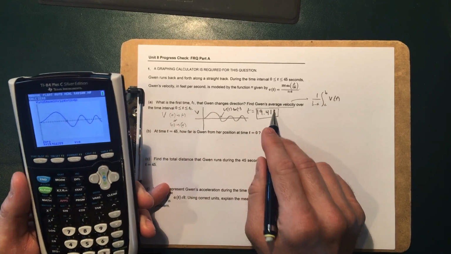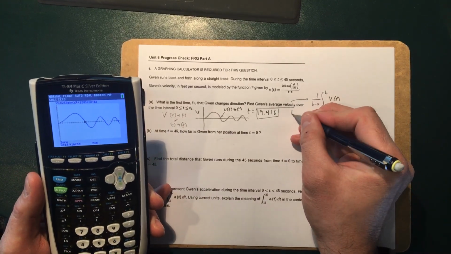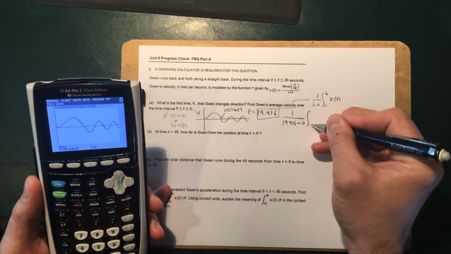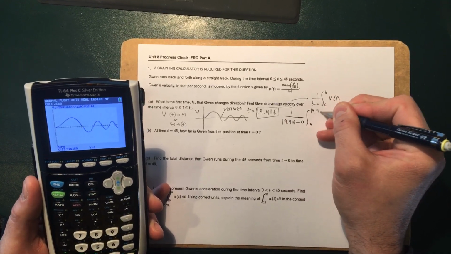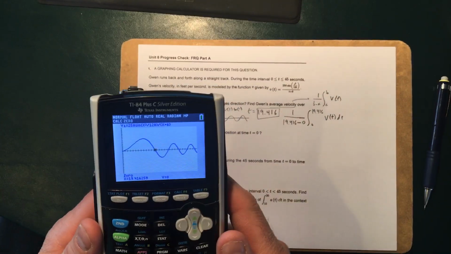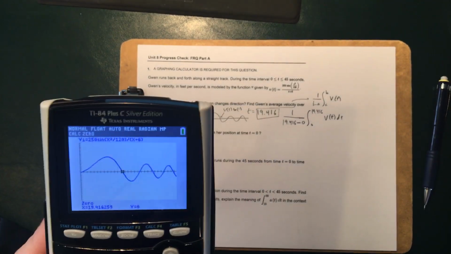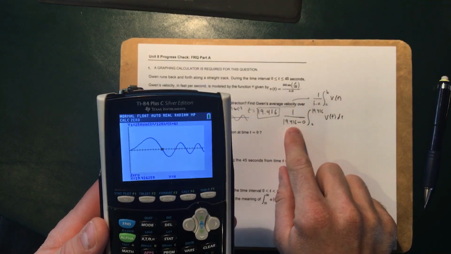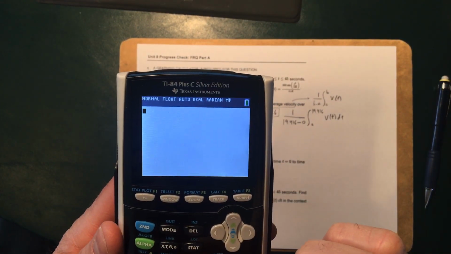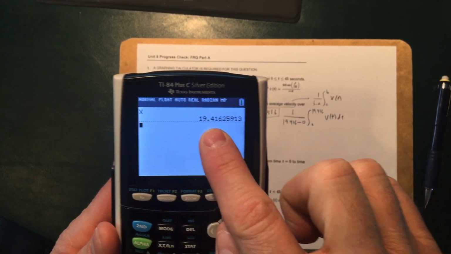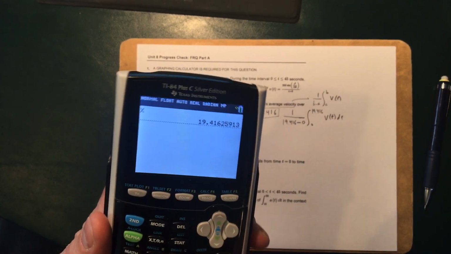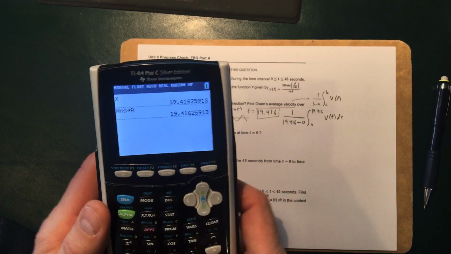What is the first time? And then we need the average velocity over that time interval. So we're going to go 1 over that value minus 0, integral from 0 to that value of the velocity equation. Now, since we've got our calculator, we're going to use it to our advantage. That value is the last thing I put in my calculator, so on the home screen it's x. So I'm going to go x equals, and there's my value. I'm going to store that as a.